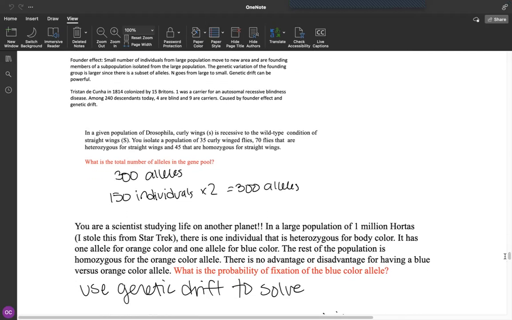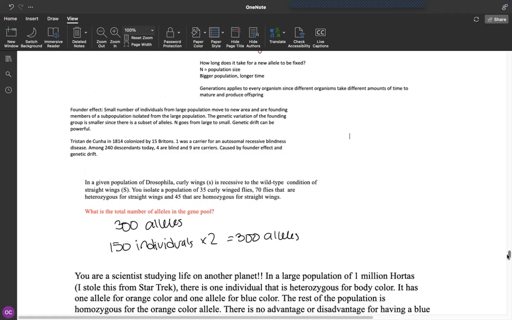Another powerful effect is the founder effect, where a small number of individuals from a population move to a new area, and this new population is isolated from the large population. So they're taking their alleles with them to start this new population. And the genetic variation of this founding group is reduced because you are taking only a small group of individuals. So I think this should say smaller. So genetic drift here can be powerful, and fixation can occur as well.